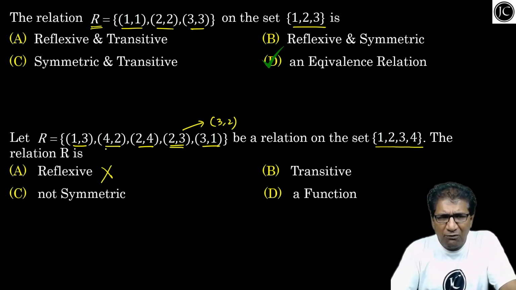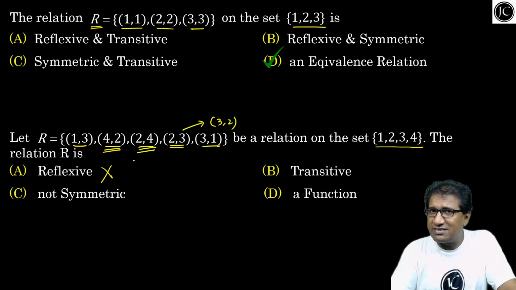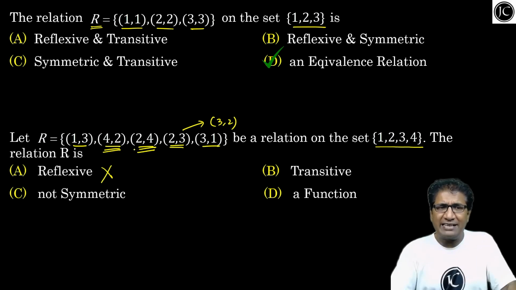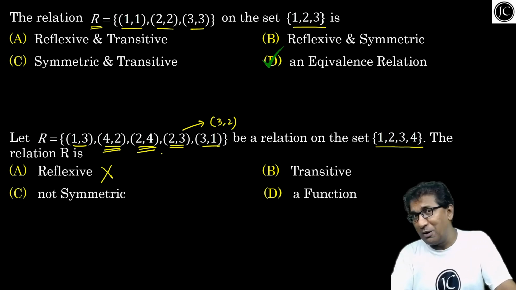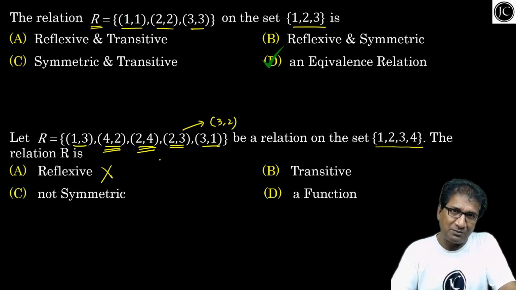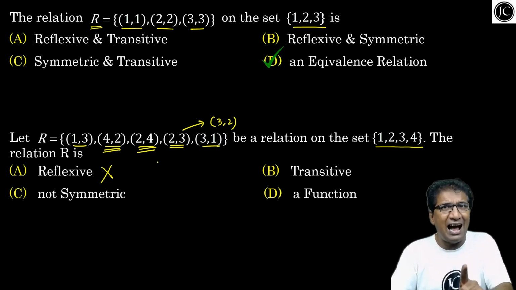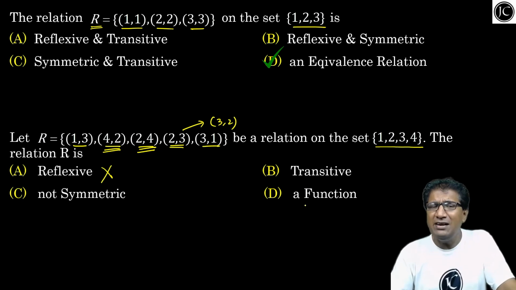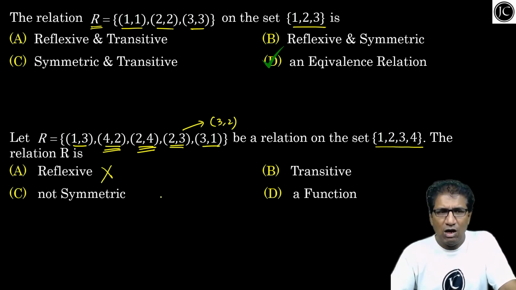Look, children, here (4,2) is present and (2,4) is present. Now, if R is transitive, (4,4) must be present in R. But (4,4) is not present in your relation R. Hence, it is not a transitive one. Is it clear? Now, we have to see whether it is a function or not. Look at it carefully.